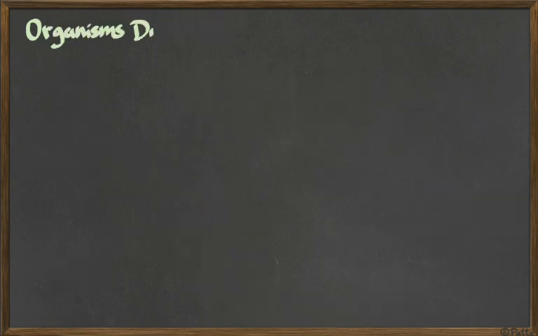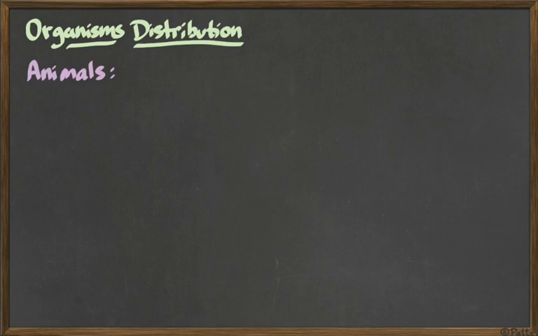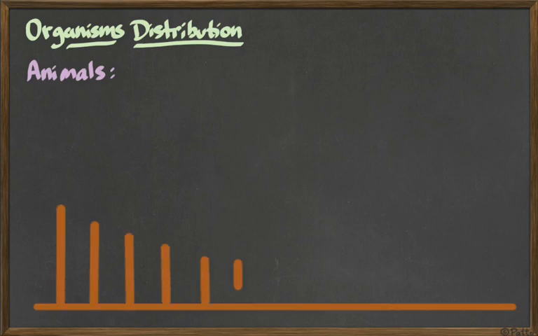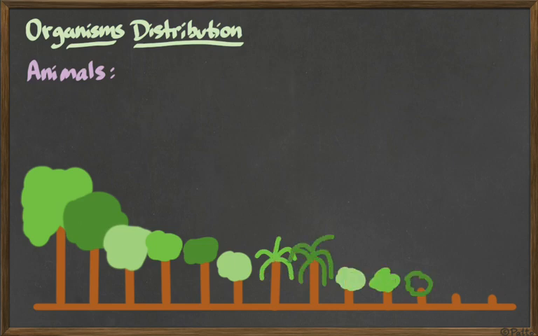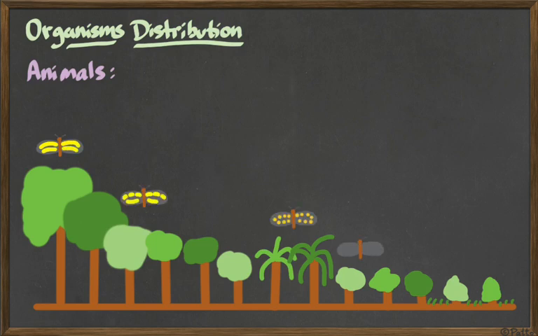And animals also have distribution characteristics for each species. Okay, so if you get a forest, for example, you may have forests with different profiles, different heights, and we might have different species of butterflies living in different areas of this forest. So animals also are going to have different distributions according to certain characteristics.